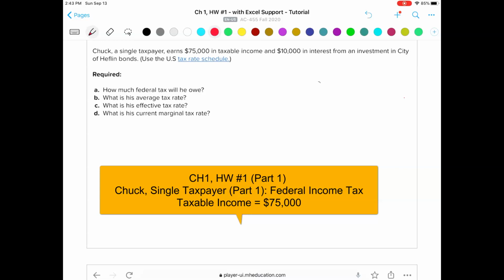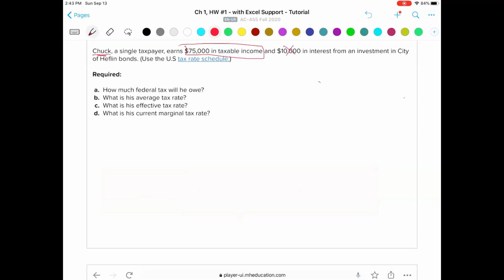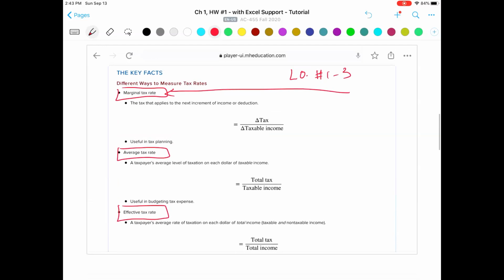Okay, so let's get into problem number 1 of chapter 1. We have a taxpayer named Chuck, and he has $75,000 of taxable income. This is what we're going to need for part A. We're going to ignore the $10,000 for now. That's excluded income, and that will be factored in for the effective tax rate, okay? But we're not going to need it for part A, which is what we're going to look at next. So let's scroll down.